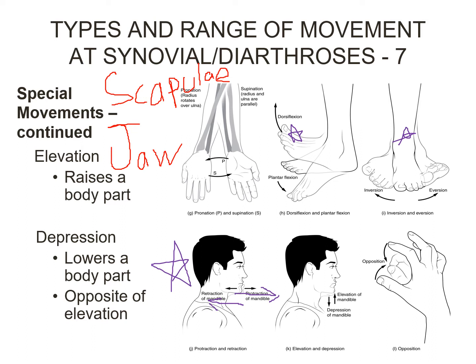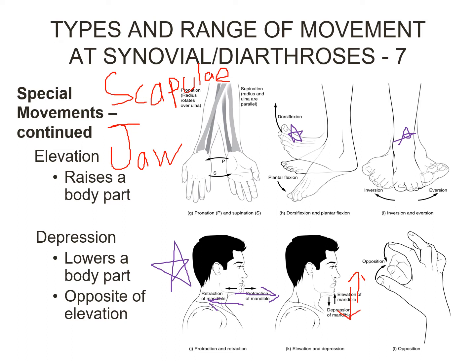And then same thing with your jaw. If your mouth is closed right now, your jaw is in elevation, or you're elevating your jaw. If your mouth is hanging open, you are in a depressed state, or your jaw is depressed. So you can see here in the picture, elevation would be a closed mouth, where depression would be more of an open mouth.